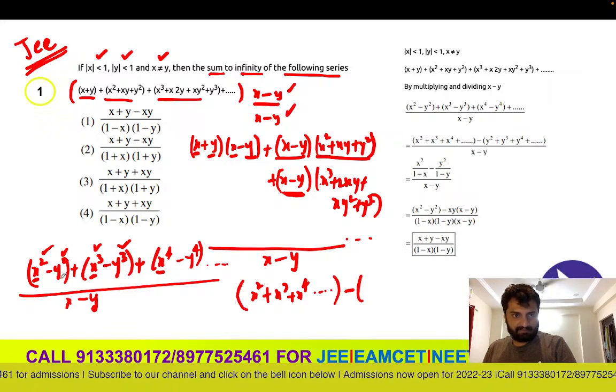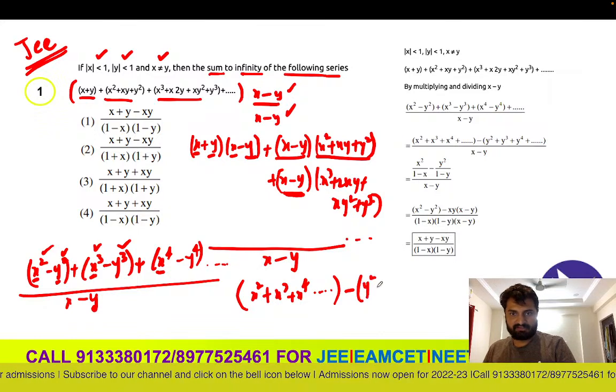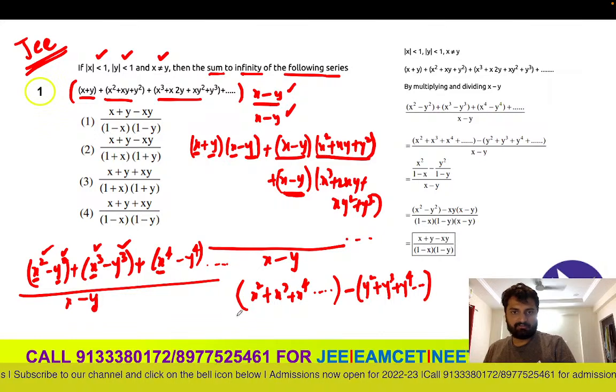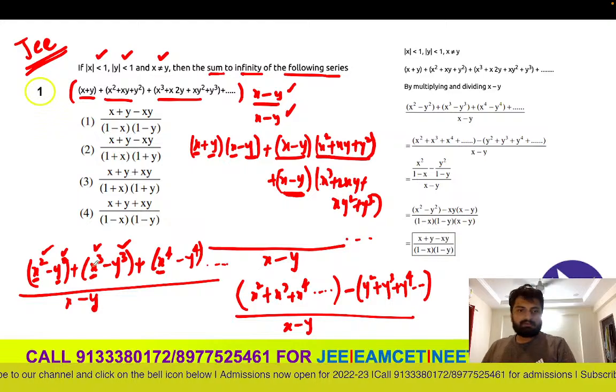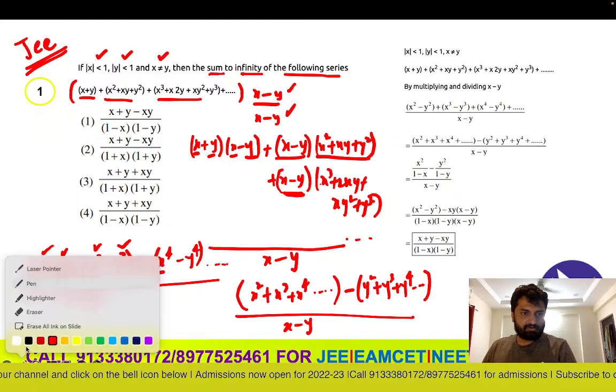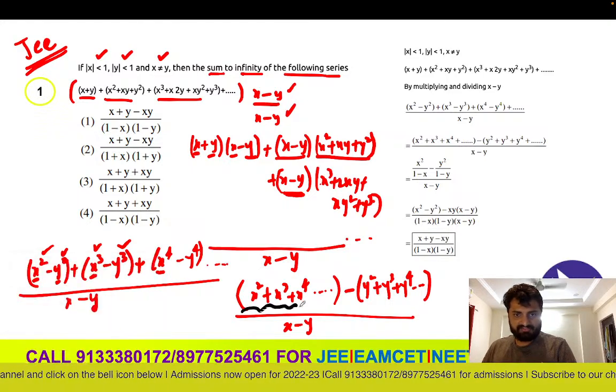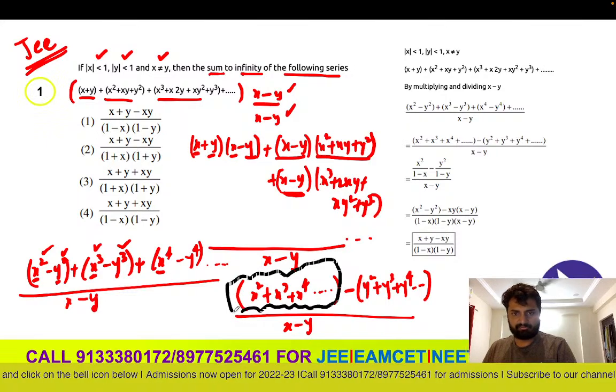Minus, I will take minus common, all y terms on one side: y square, y cube, y power 4 and so on. Denominator is x minus y. Now we have just seen the formulas. What is x square plus x cube plus x power 4?